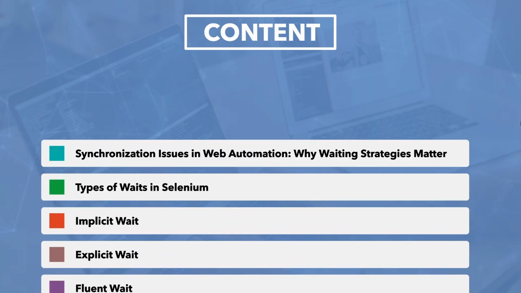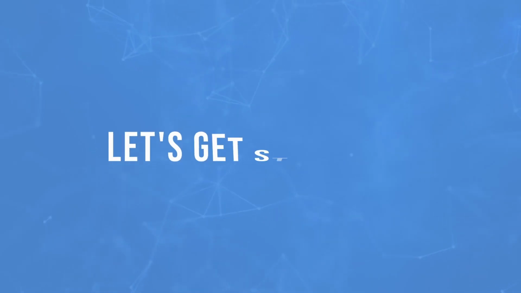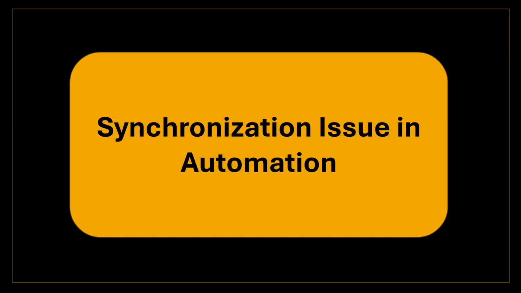We'll kick things off by explaining synchronization issue, which is the reason why waiting strategies are essential in any web automation framework. Next, we'll dive into Selenium's different types of waits, providing a detailed look at implicit, explicit, and fluent wait and how each one behaves in various scenarios. Finally, we'll wrap up with best practices to make your wait strategies more effective. So, let's get started.